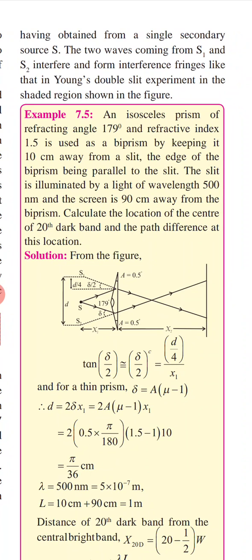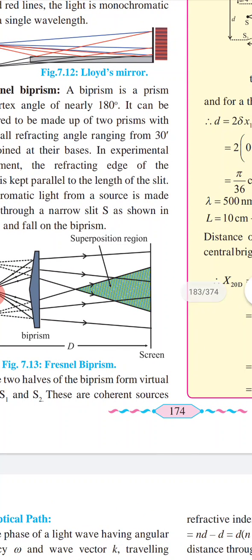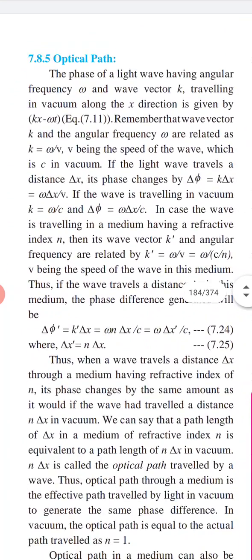So the two waves coming from S1 and S2 interfere and form interference fringes like those in Young's double slit experiment, in the shaded region shown in the figure. So the shaded region is your interference pattern, that is the superposition region, in short. So now the optical path concept behind that.